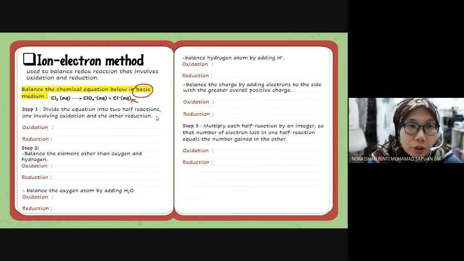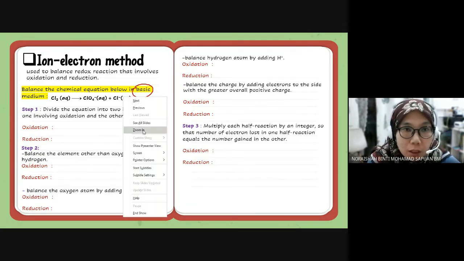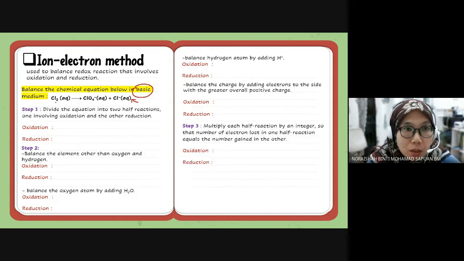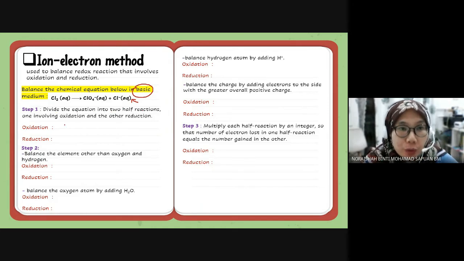Okay, kita continue dengan contoh yang terakhir, iaitu balance chemical equation in basic medium menggunakan ion electron method. Okay, so this is the chemical equation yang perlu di-balance. So kalau kita tengok kat sini ada satu sahaja reaktan, ada dua produk. So untuk step 1 tu divide the equation into two half reactions. So you just divide chlorine reactant ni akan form ClO4 minus dan satu lagi Cl minus.